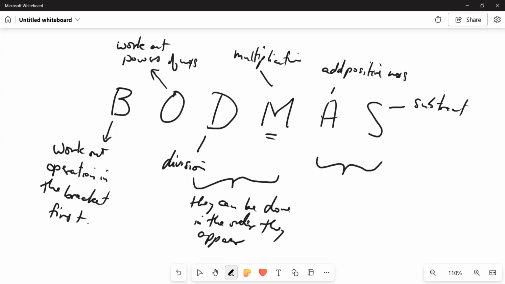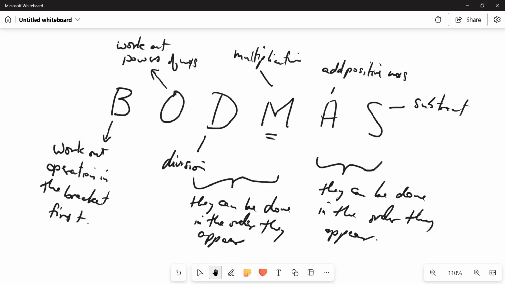So they can be done in the order they appear, right? Good. So we'll deal with some examples with brackets and powers of and so just now. I want to deal with this division and multiplication thing, right? And why I'm saying that even though this thing is saying do division first, you can do them in the order in which they appear.